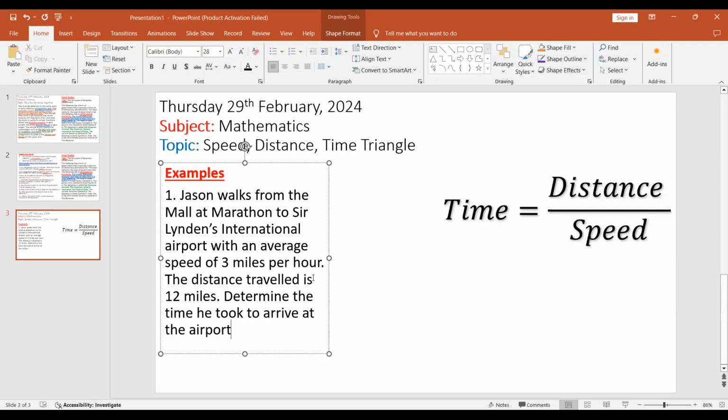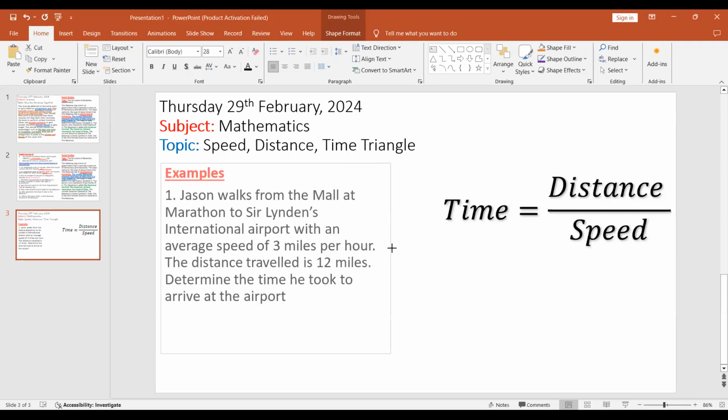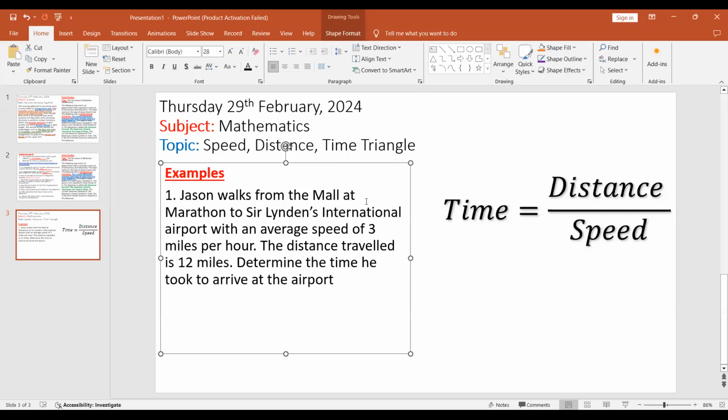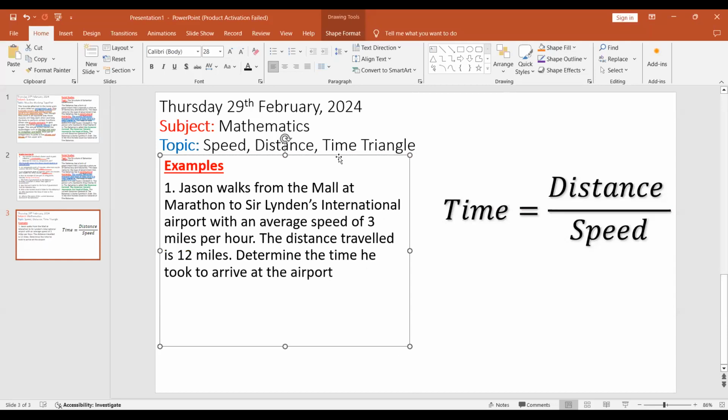This is another easy one. Remember, he travels from the mall at Marathon all the way to the airport. What was his average speed during that journey? 3 miles per hour. So every hour he traveled 3 miles. What's the distance traveled between those two destinations? 12 miles. Good. They asked us to figure out the time.